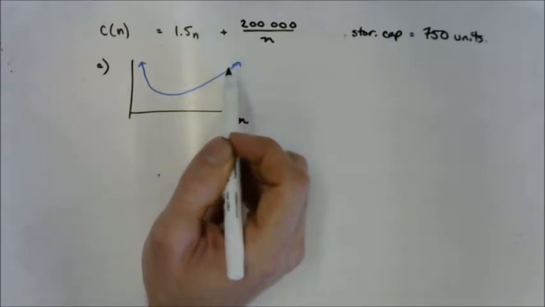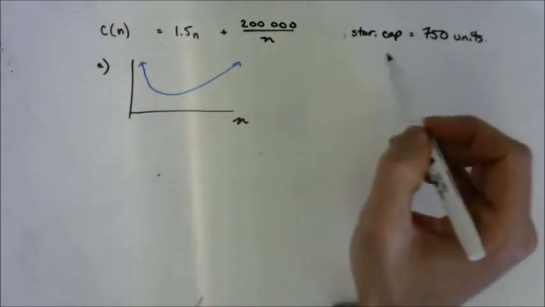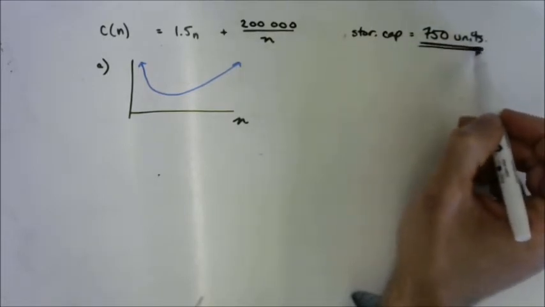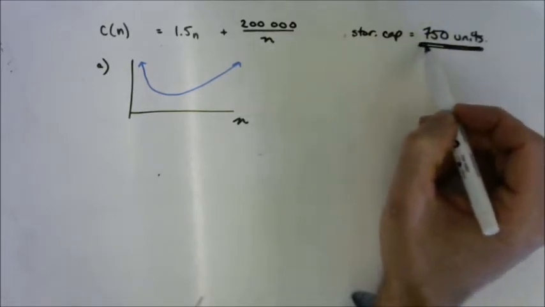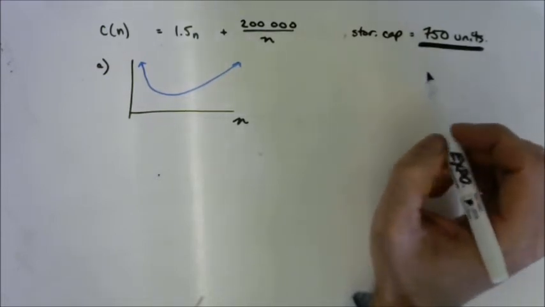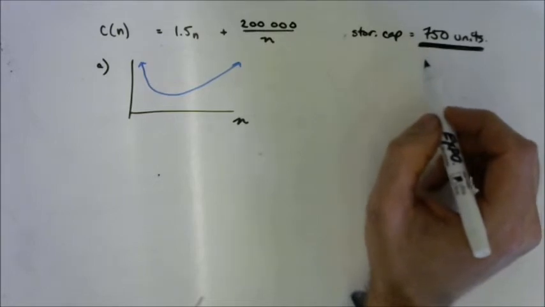So we want to find out, what's our restriction? Are we ever going to be able to store more than 750 units? No, that's their max capacity. So that's the domain of interest. The domain of interest would be from 0 to 750, right?